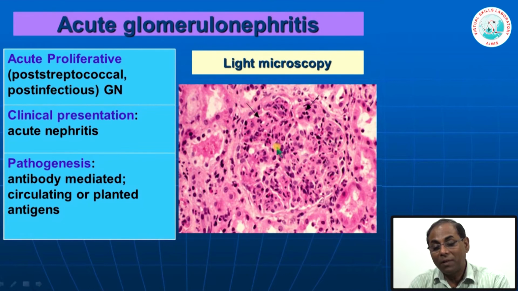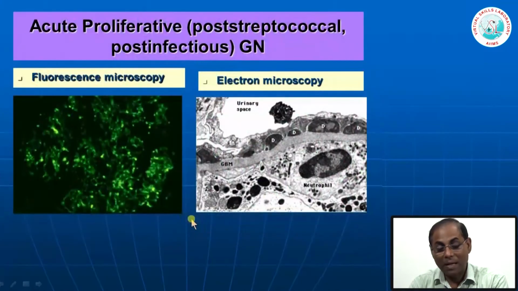And if you see very carefully, you can see there are a lot of neutrophils which are coming in the glomerular capillary. So, this is the exudative type, I mean a lot of neutrophils are coming up. So, this is typically a diffuse endocapillary proliferative glomerulonephritis, which is exudative also. And clinical presentation obviously in these cases will be acute nephritic syndrome, and this is obviously antibody mediated pathogenesis and maybe either circulating antigen or the planted antigen.